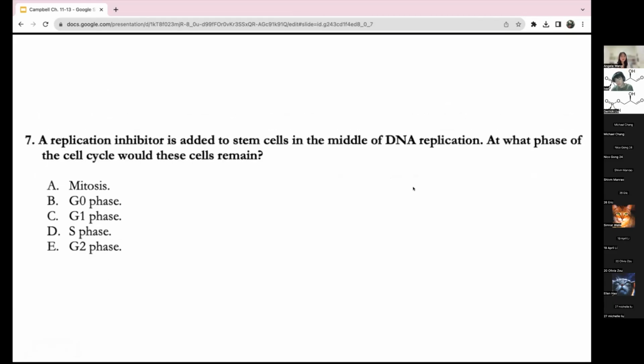Okay, next. A replication inhibitor is added to stem cells in the middle of DNA replication. At what phase of the cell cycle would these cells remain?